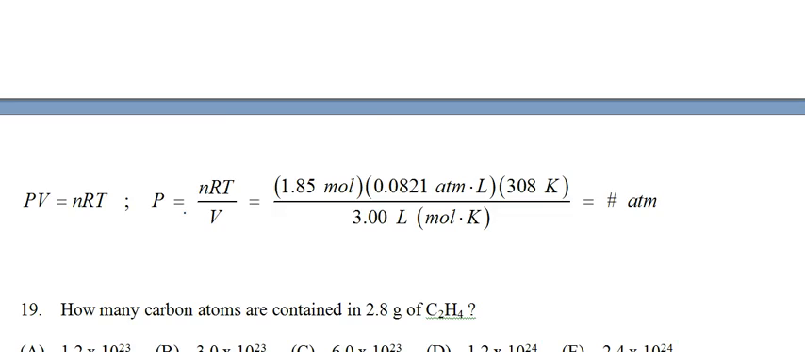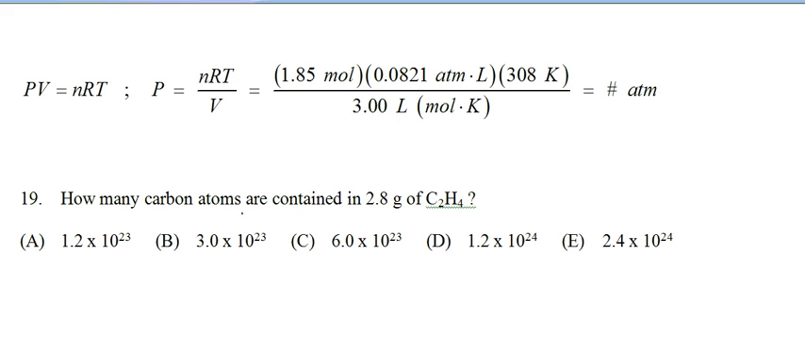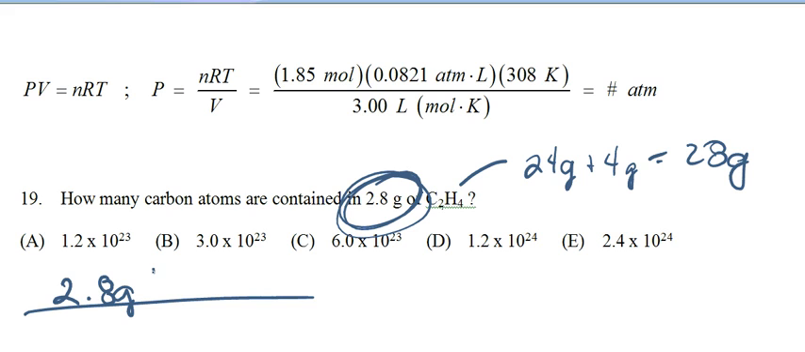I'll scroll. All right, number 19. How many carbon atoms are contained in 2.8 grams of C2H4? All right, this would definitely be a time consumer here. So we know that we have approximately 24 grams, 2 carbons plus 4 hydrogen. So approximately 28 grams is our molar mass, which is very nice. So we have 2.8 grams in 1 mole, 28 grams, so we know we're at a tenth.